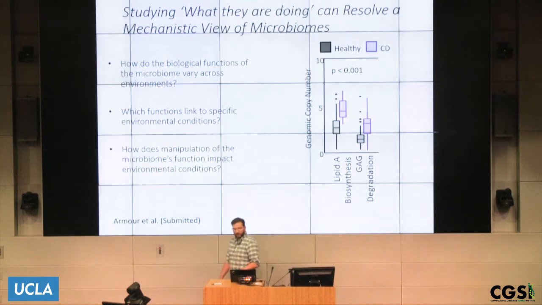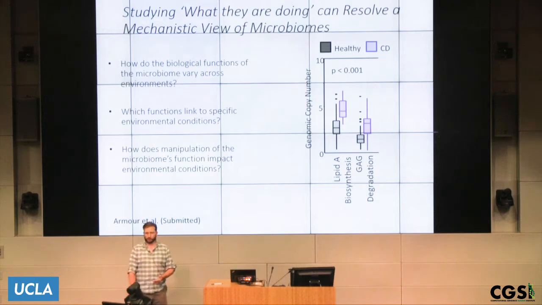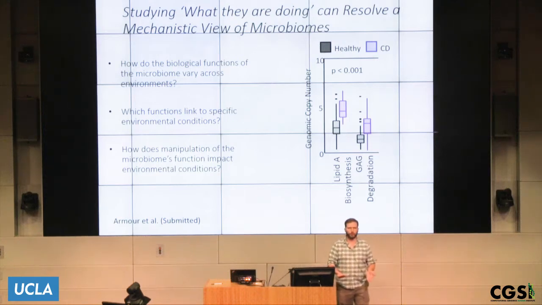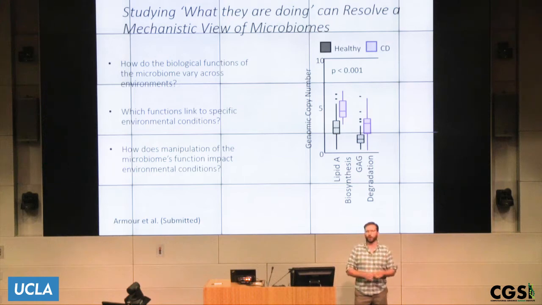Now that's interesting, but we can take it a step further. And we can resolve specific functional pathways that are encoded in the microbiome that tend to relate to the health state of the host. And here you see two of many that are related to Crohn's disease, lipid A biosynthesis and glycosaminoglycan degradation pathways. I show you these two because empirical work aligns with what we're seeing in the functional annotations of the metagenomes that have been pulled out of these patient populations.